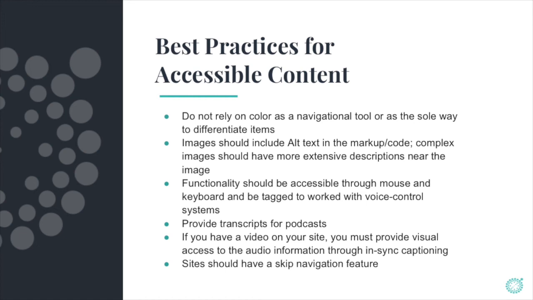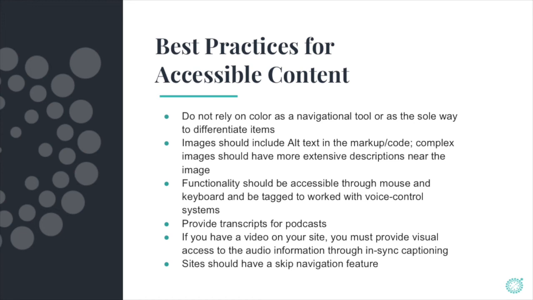You don't want to rely on color as a navigational tool or as the sole way to differentiate items. Raf, could you clarify this point? There are kind of certain color ratios that you should strive for? Yep. So for AA, it depends on whether you have large or small text, and those are established quantities. I believe small text is 18 pixels in bold and large is 24 and up.